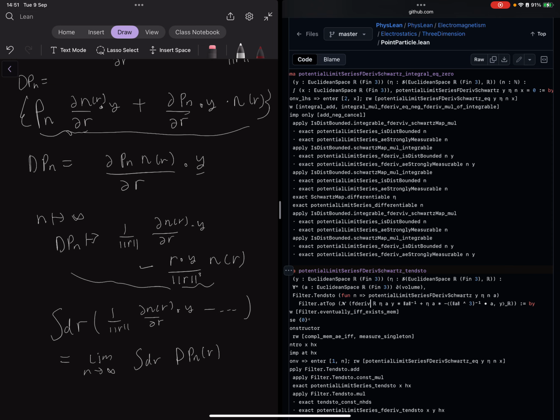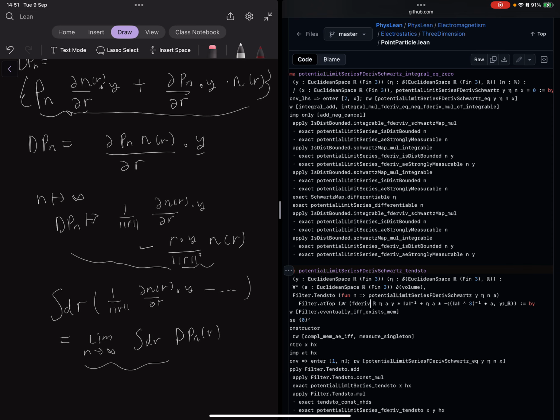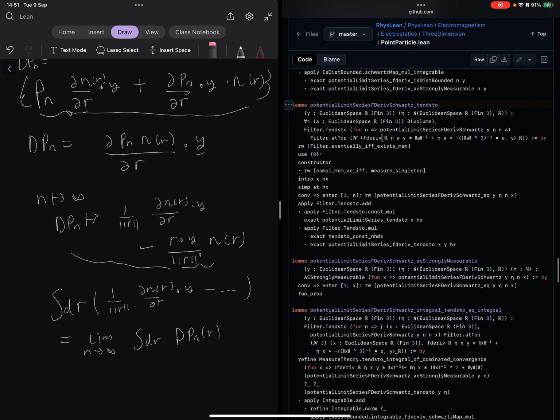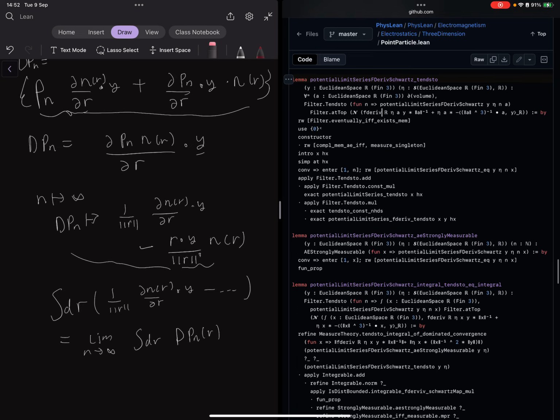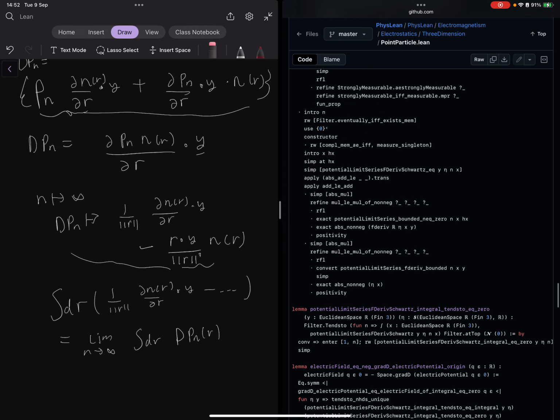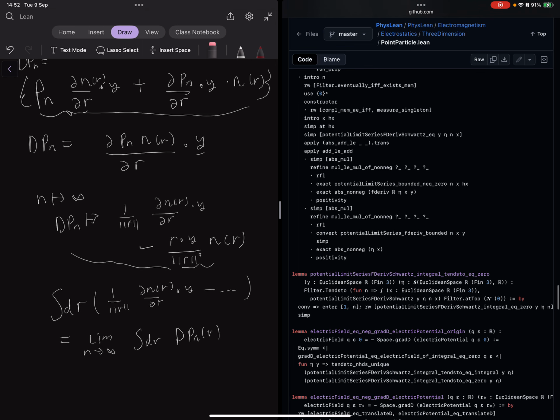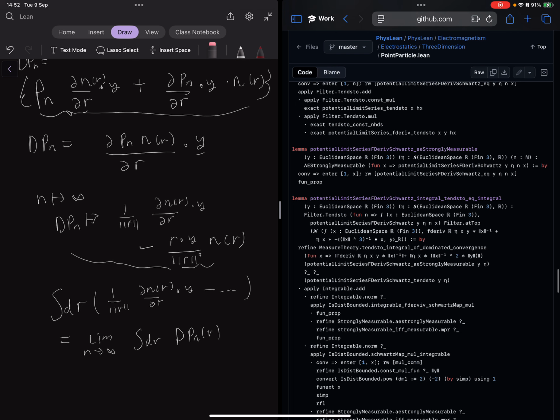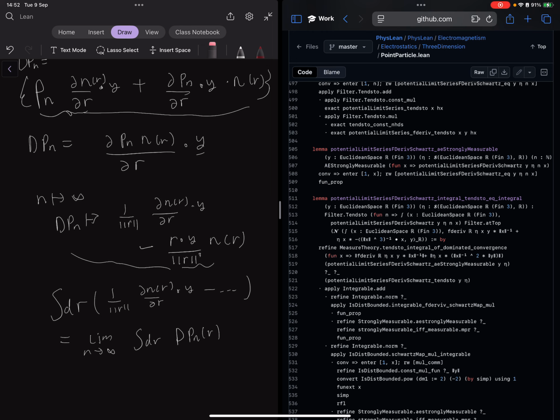And there are a number of things that you have to show to actually show that this works with integrals. And this is already contained within, let me see if I can find it, within this lemma, tends to integral of dominated convergence. I'm not going to go into that because you have to prove a bunch of stuff related to integrals and integrability of things, and I don't really want to get into that.